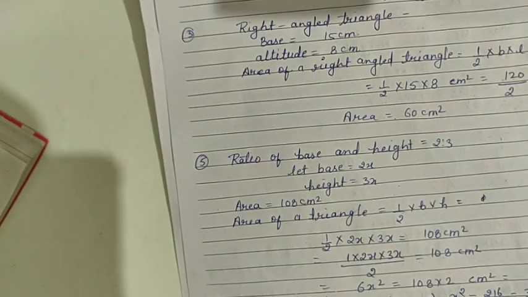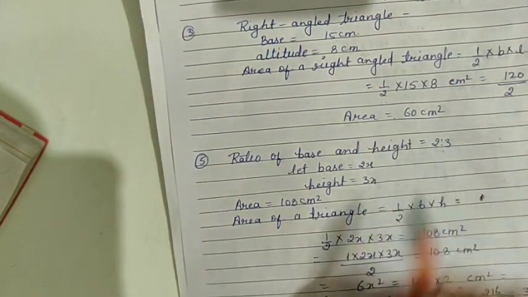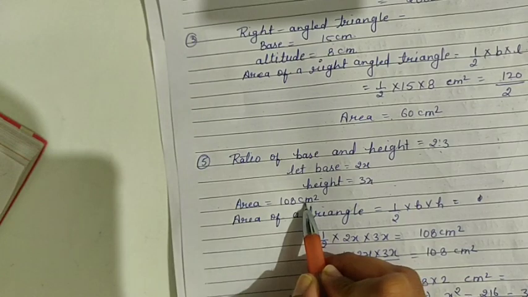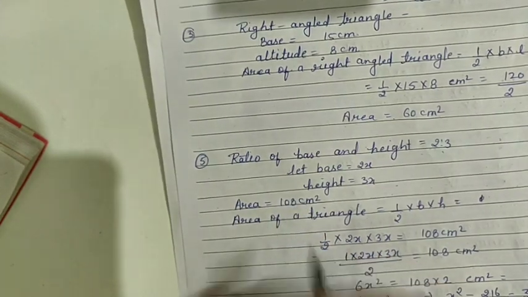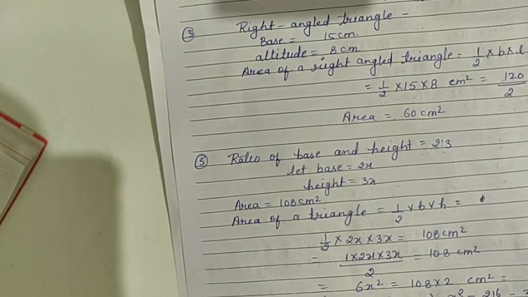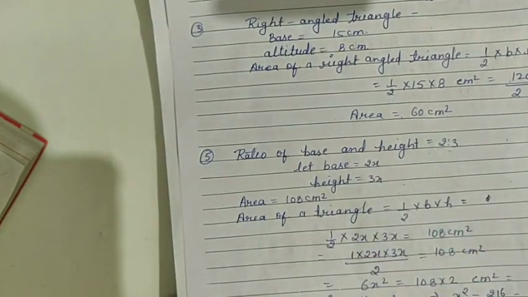Okay students, now question number 5. The base and height of a triangle are in the ratio 2:3. This is the ratio of base and height of a triangle. If the area of the triangle is 108 centimeter square, area of triangle is given 108 centimeter square, and we have to find its base and height. Ratio of base and height is equal to 2:3.